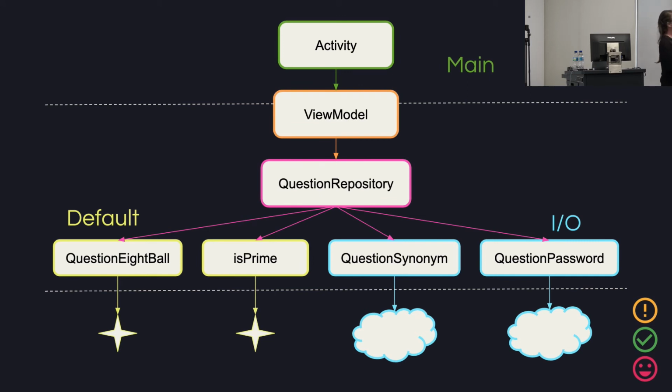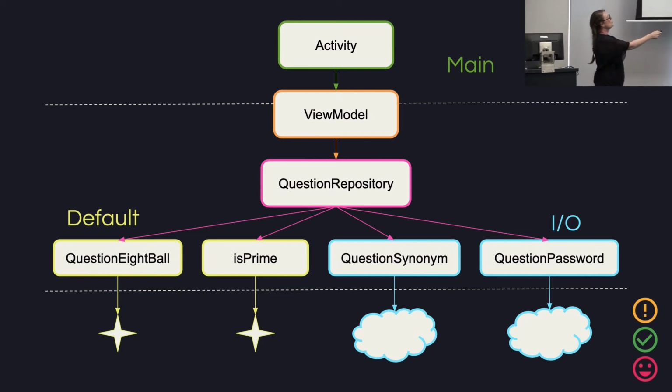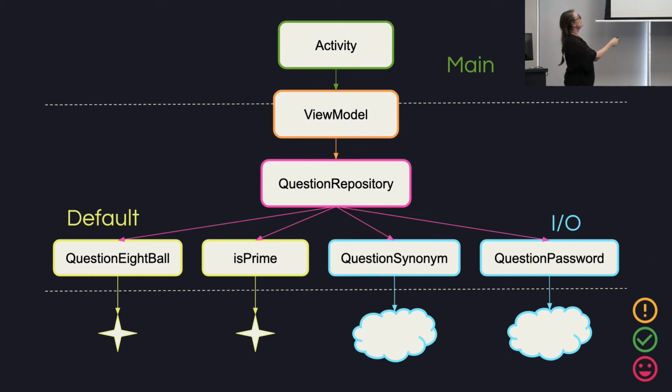So what we have is the activity and the UI on the main thread. We've got the view model that's kind of straddling over here, because if it wants to report back, it needs to be on the main thread, and the view model actually knows about the main thread. So when we test the view model, we need to swap out the main thread. Question repository, if you run it by default, has a provider for the dispatchers. It's going to run the 8-ball and the prime number calculation on the default dispatcher, which is one thread less than the CPUs, and questions synonym and questions password it's going to run on the IO thread.